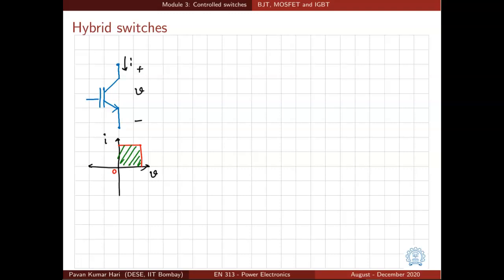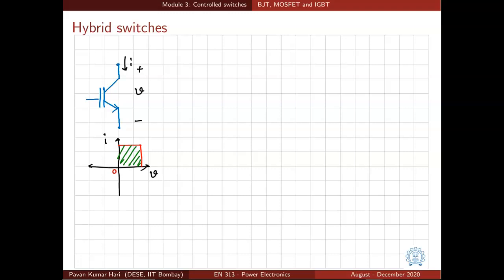Let us try to understand hybrid switches which are used in power electronic circuits. In fact, they are needed to realize certain circuit topologies. Let us say we have an IGBT whose negative voltage blocking is negligible. So an IGBT, as we have discussed, can only block positive voltage and can only conduct positive current. The device has been designed such that it can only block in one direction.